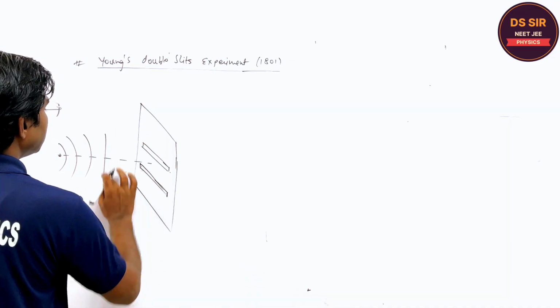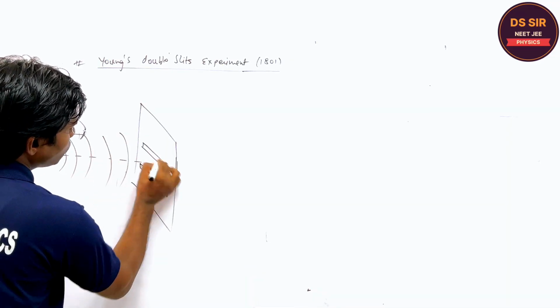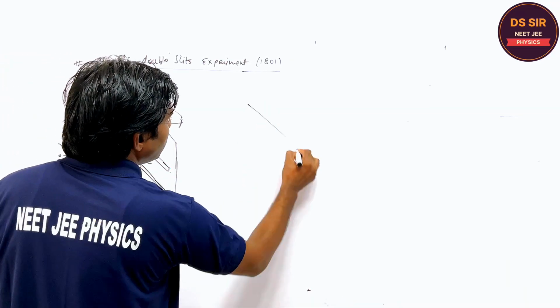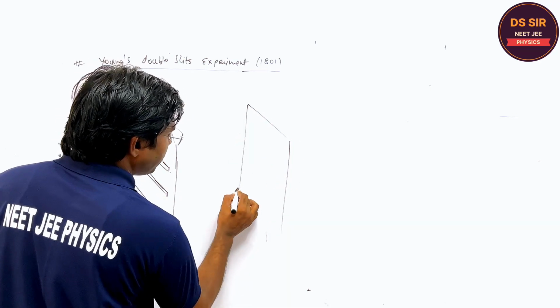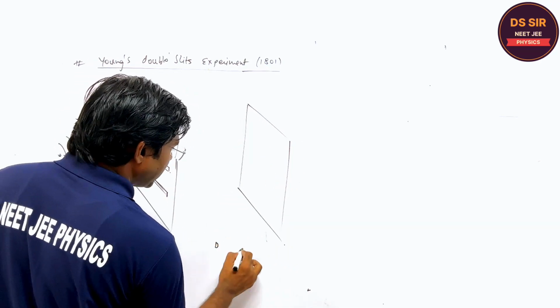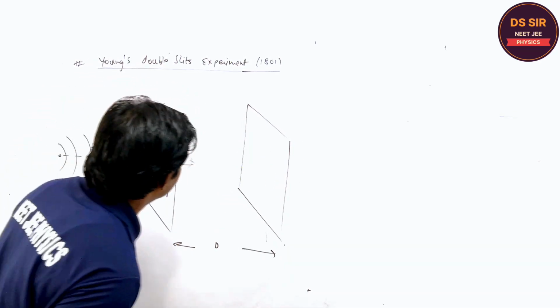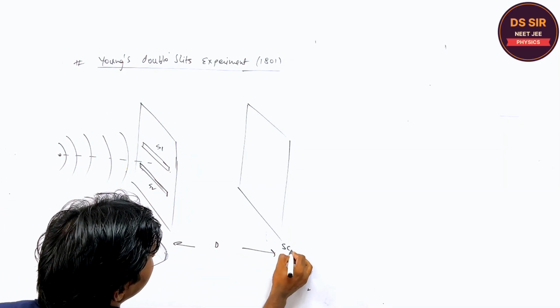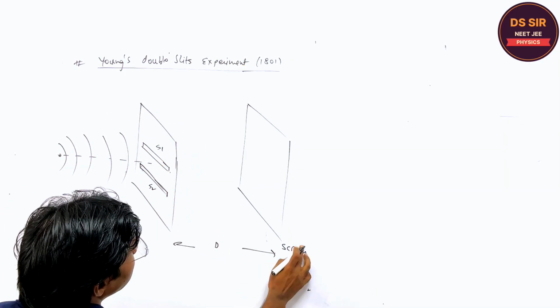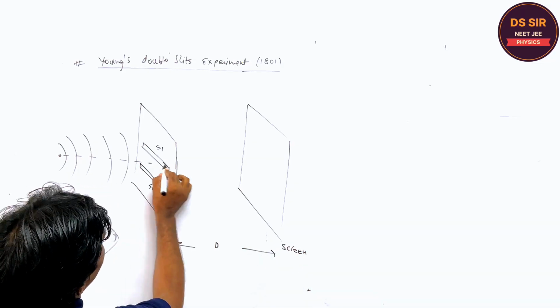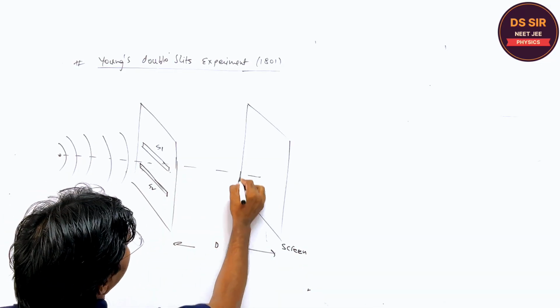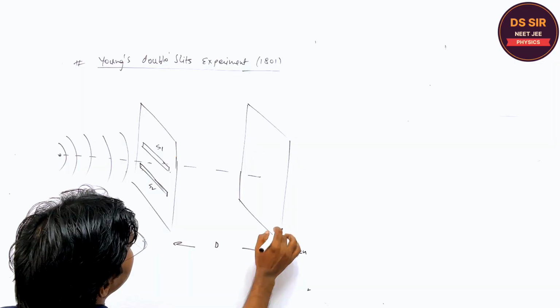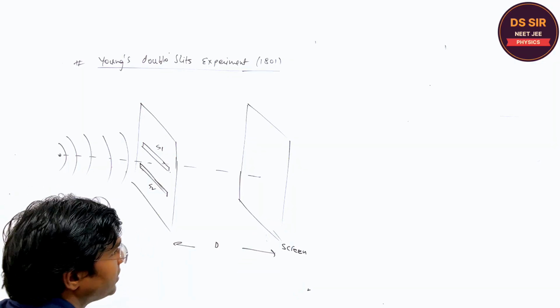Here the screen is placed at a separation capital D. These are the slits S1 and S2, and this is the screen at separation capital D. So what will you get here? You will get consecutive bright and dark fringes.